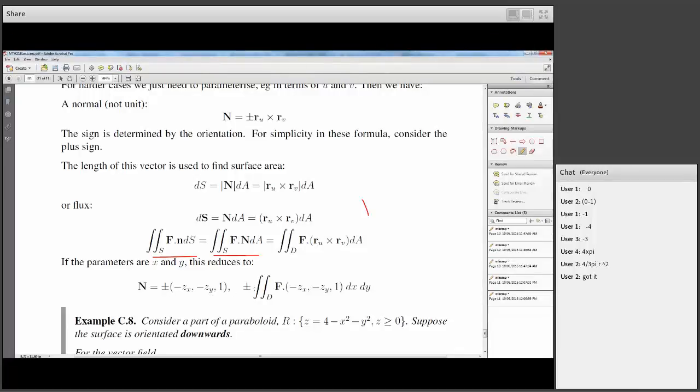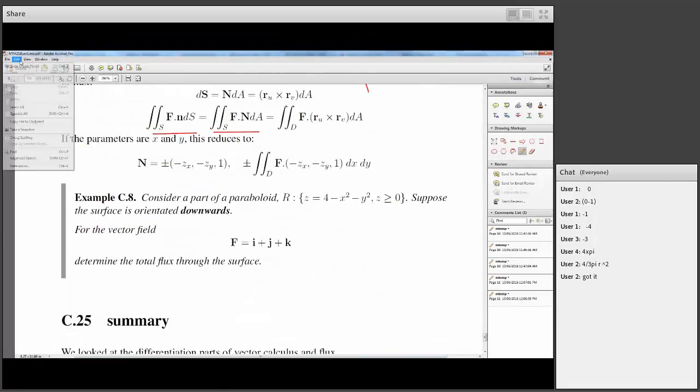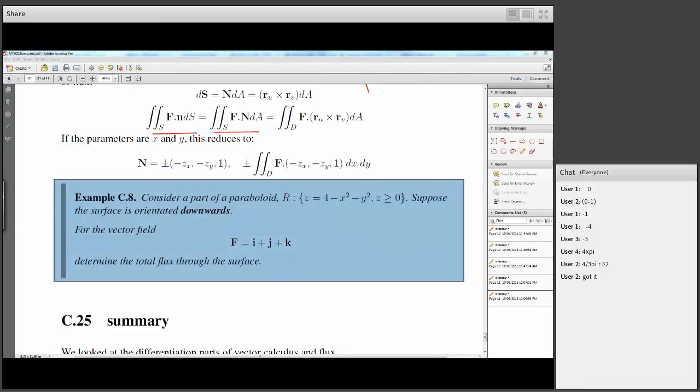So that's the simpler case, and that's what it is in full generality. We'll just stick with the simple one for the moment. Let's do an example just to get a sense of how it actually works.